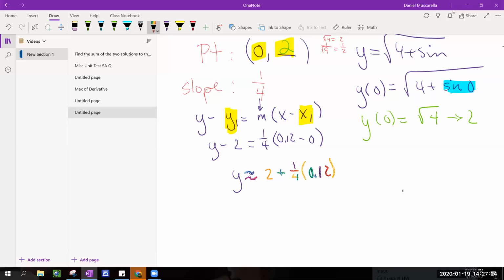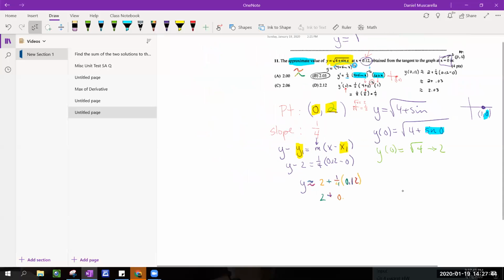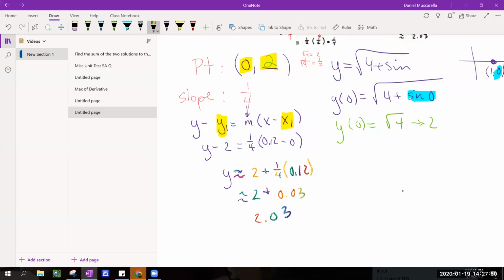Now, all of these kinds of problems that are non-calculator, whatever your slope is, will be divided. So we get 2.03. Great.